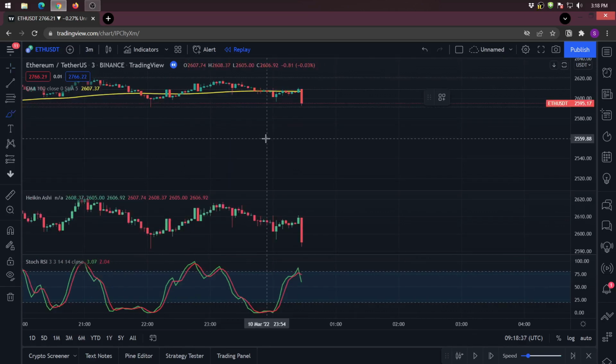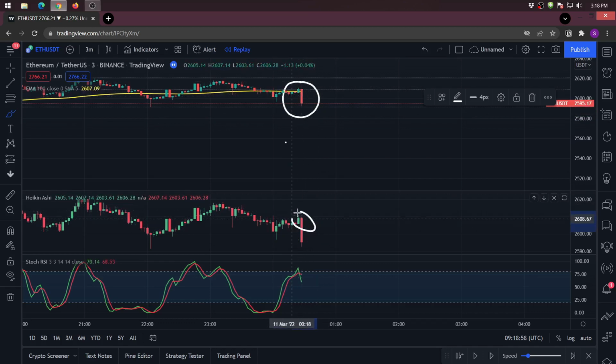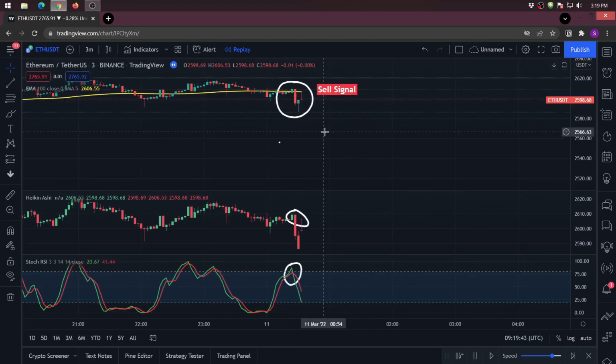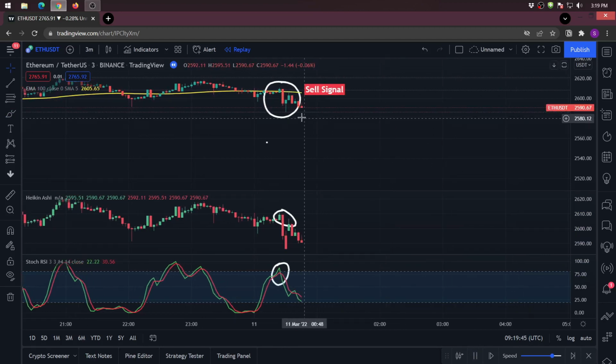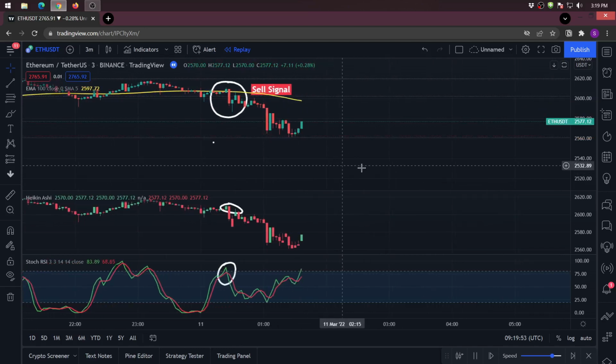In this chart price is below 100 EMA. So we get the 1 confirmation for taking a short position, and also the Heikin Ashi candle is red, and also the stochastic red line successfully crossed the green line. So we get 3 confirmations. That means it's another strong sell signal. So if I see, you can see the price goes down and counts as another successful trade.